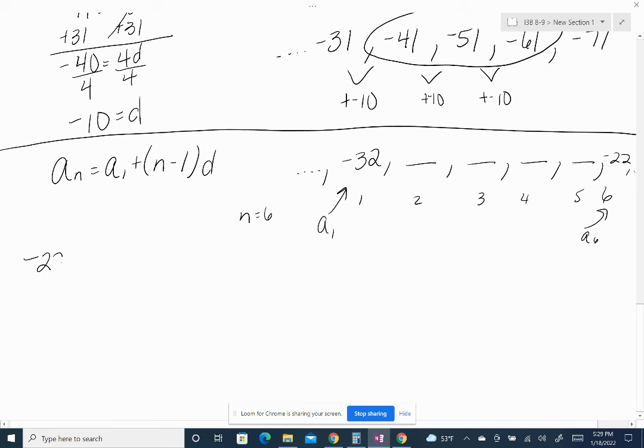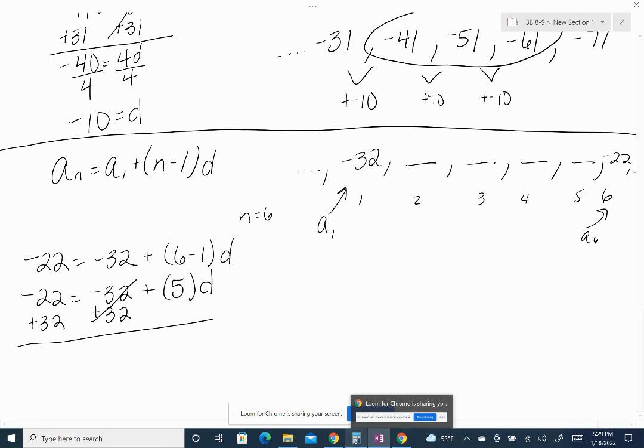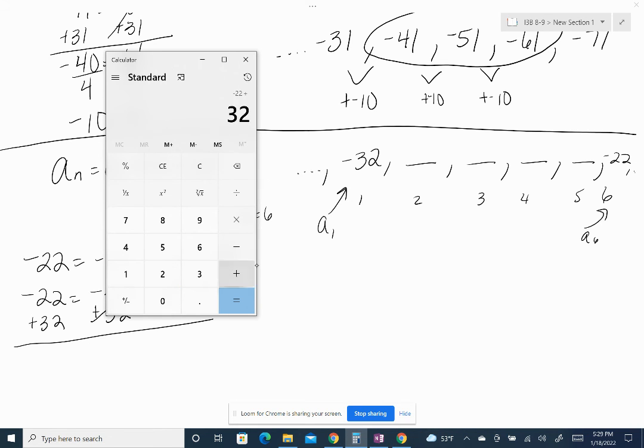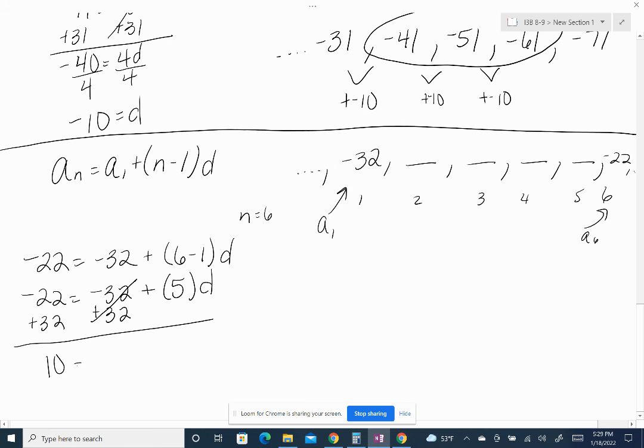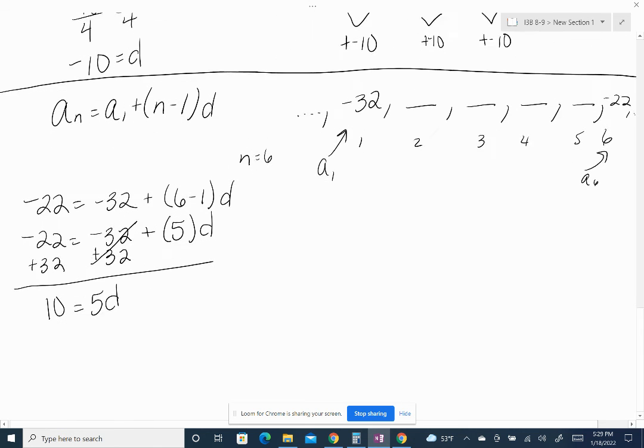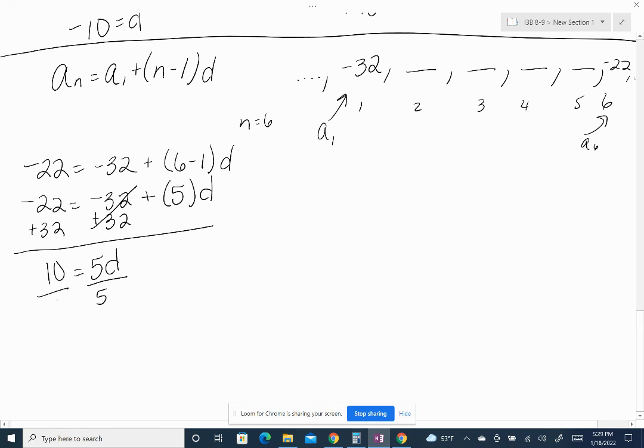So we have negative 22 equals negative 32 plus, our n is 6, so 6 minus 1, times d, and we don't know our d, we're looking for it. I'm going to solve inside the parentheses. 6 minus 1 is 5, so we have 5d. Add 32 to both sides. Negative 22 plus 32 is going to give us 10. Divide both sides by 5, you get 2 is equal to d.